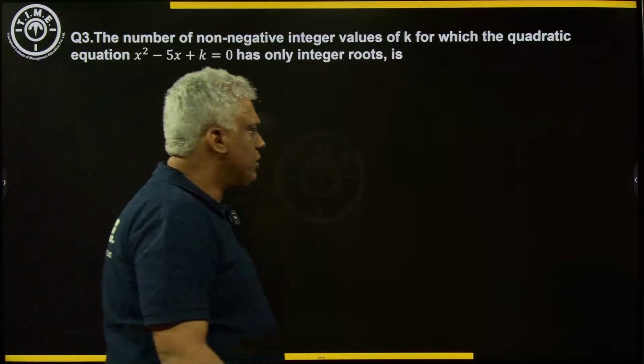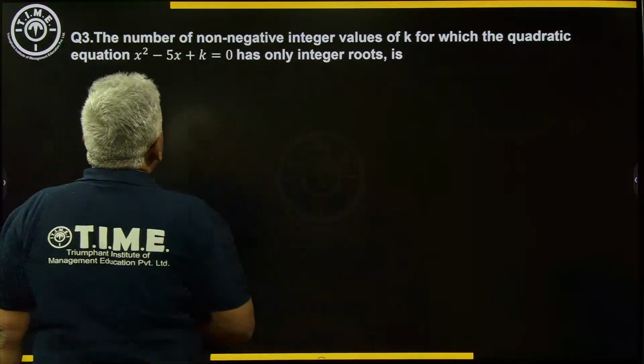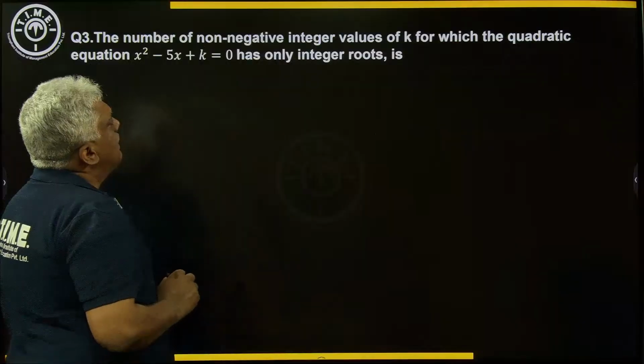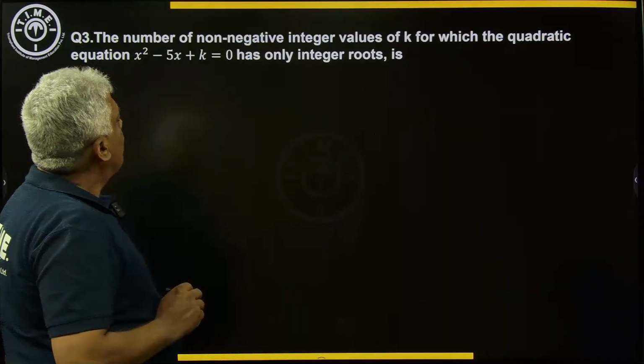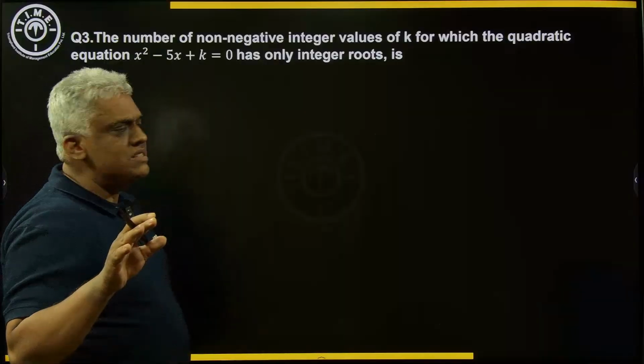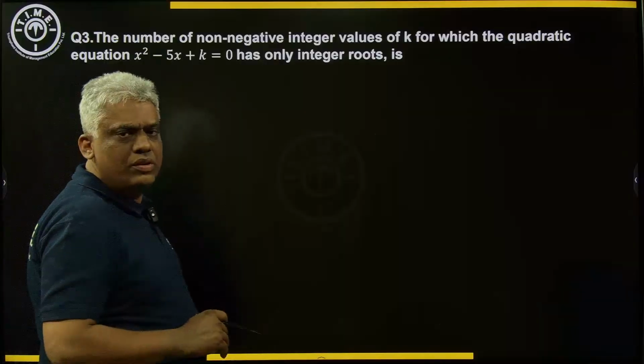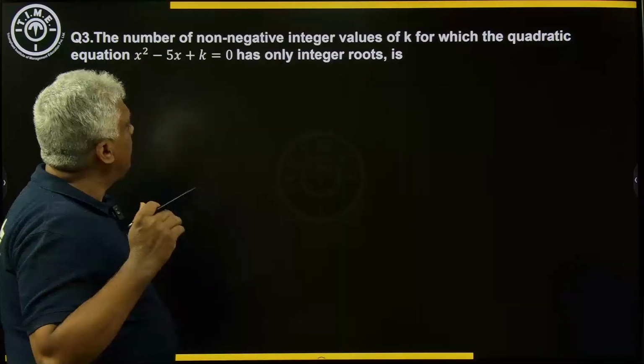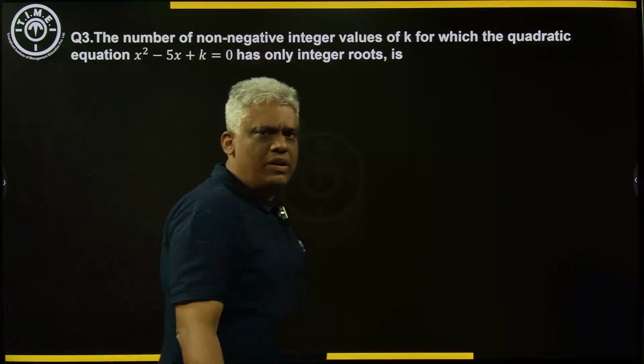Take 1-2 minutes. So the question is: the number of non-negative integer values of k for which the quadratic equation has only integer roots. We have to find the values of non-negative k for which there are integer roots. Take 1-2 minutes.